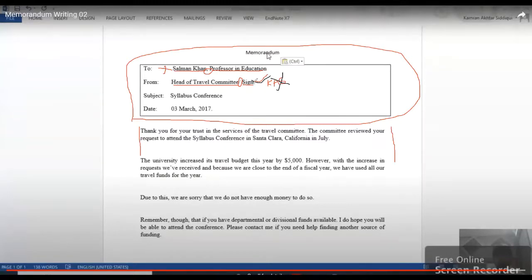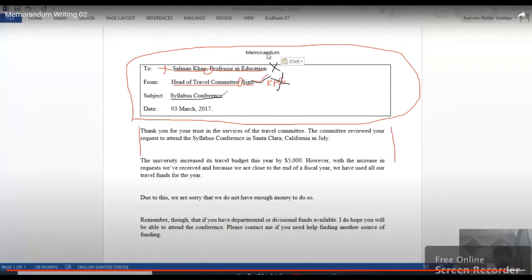Otherwise, put your signature. And now you must also be sure that you do not put any signature over here. Sometimes the students make this mistake. You are writing to Mr. Salman Khan, and how you put your signature of Mr. Salman Khan's signature over there? How can he put his signature in your memorandum, that you are writing? So understand this like this.